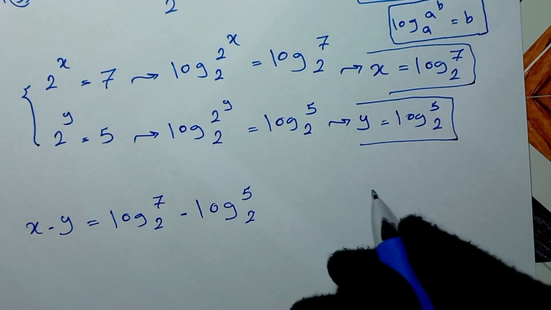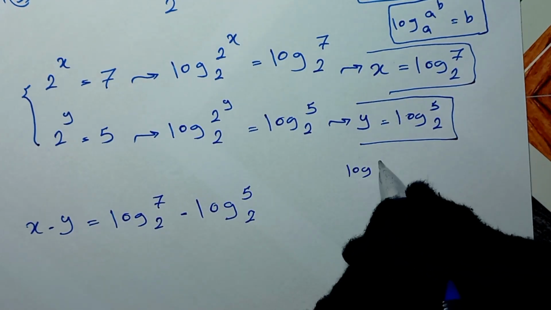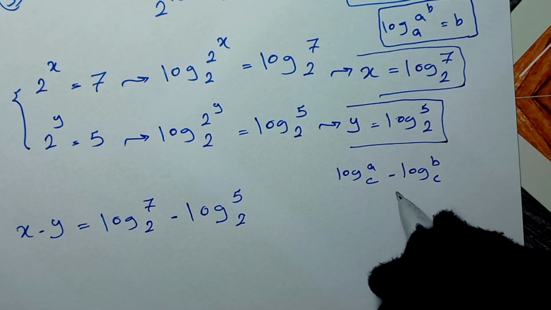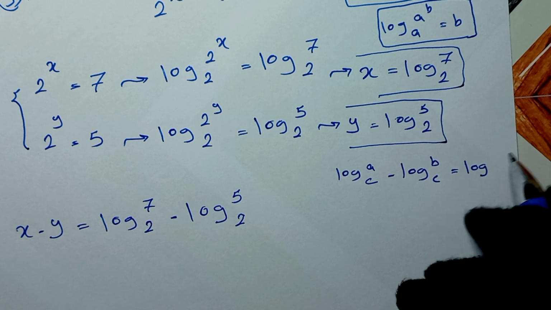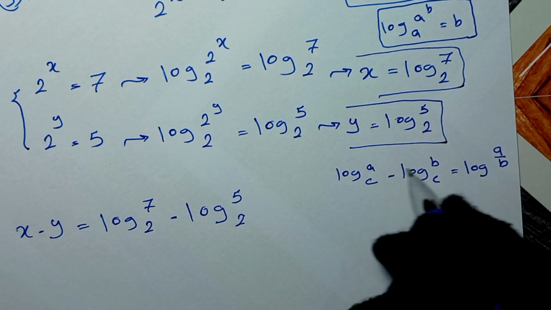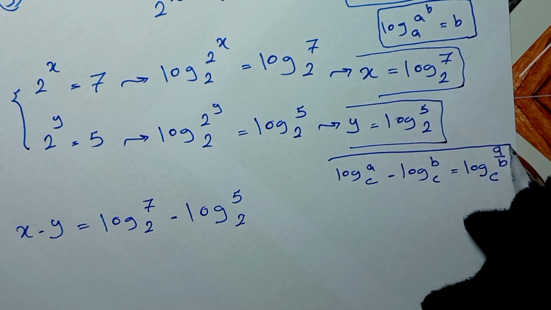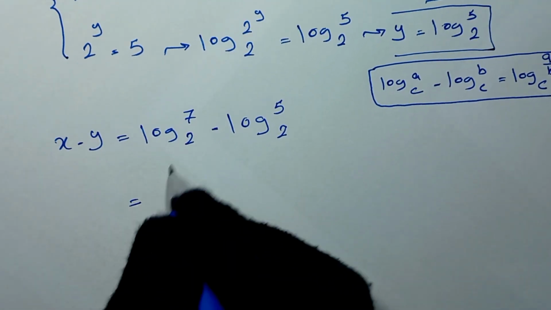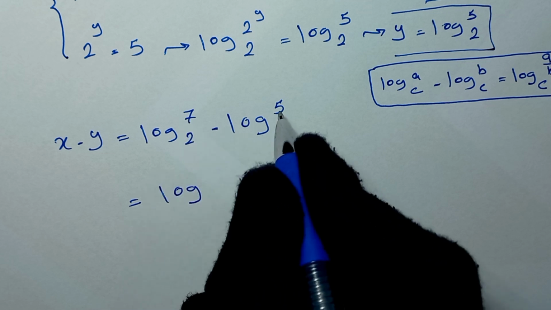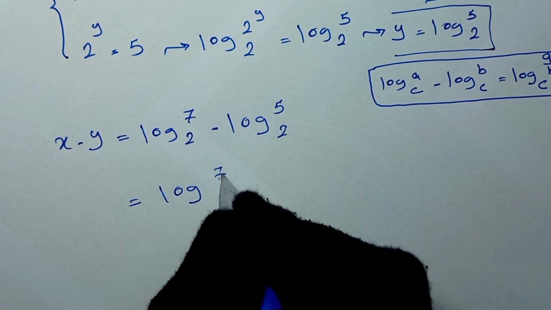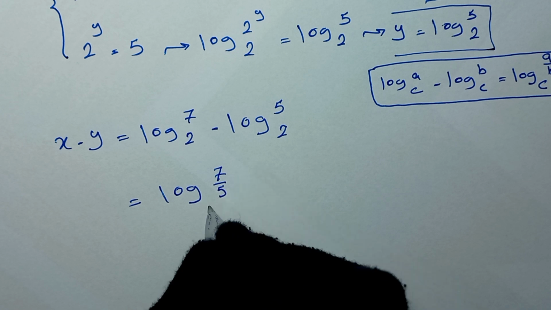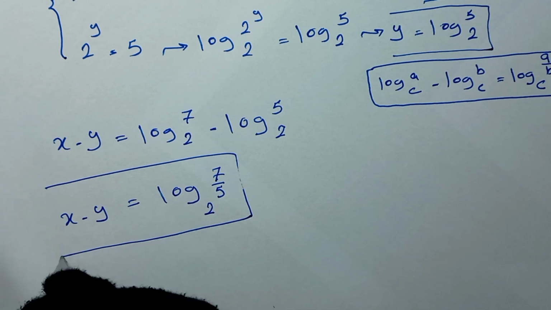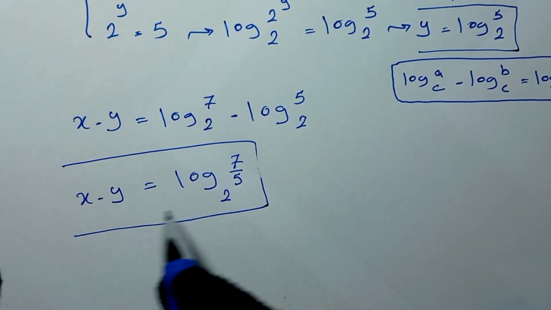And from log rules, if we have log base c of a minus log base c of b, this is equal to log base c of a over b. So, this is equal to log base 2 of 7 over 5. So, x minus y is log base 2 of 7 over 5, and this is our final answer.